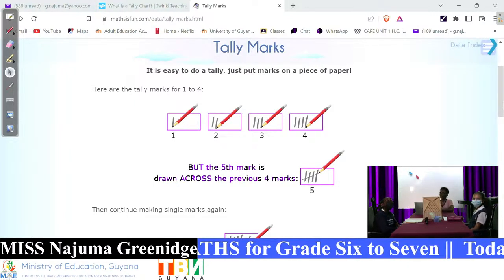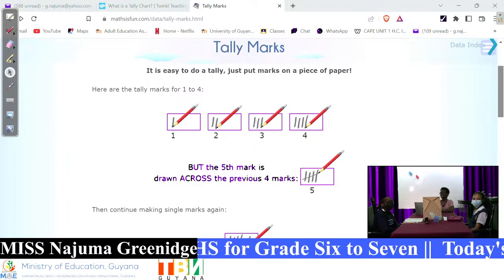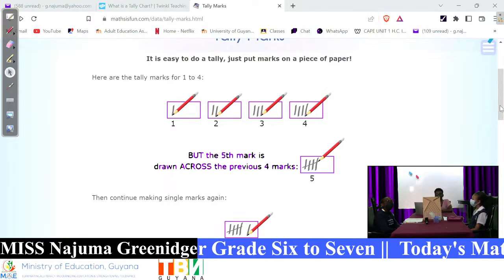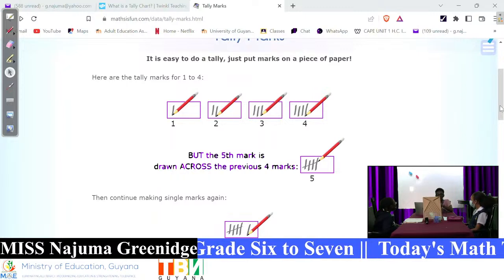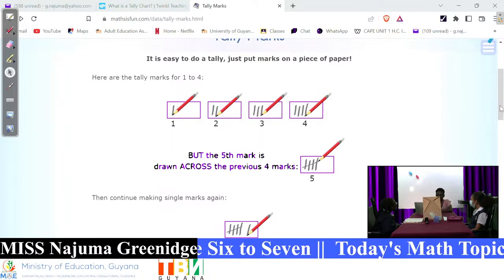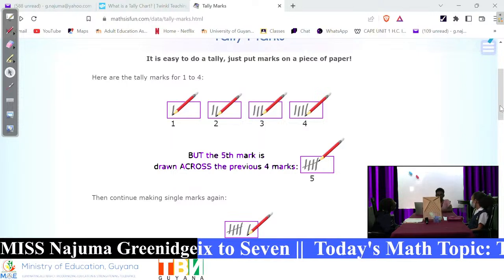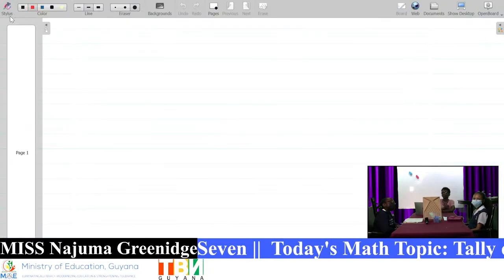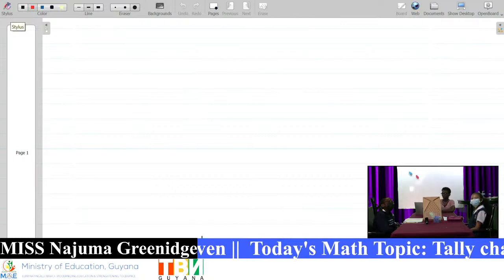So in other words, if I want to represent 6, 6 would be the bundle of 5, which is the 4 strokes and the 1 across, and an extra 1. So that's how we represent 6. So let's say you had to represent 8. How would you represent 8? The number 8.